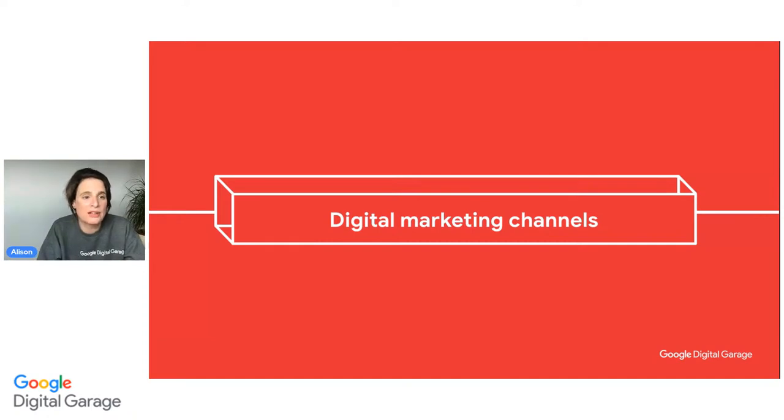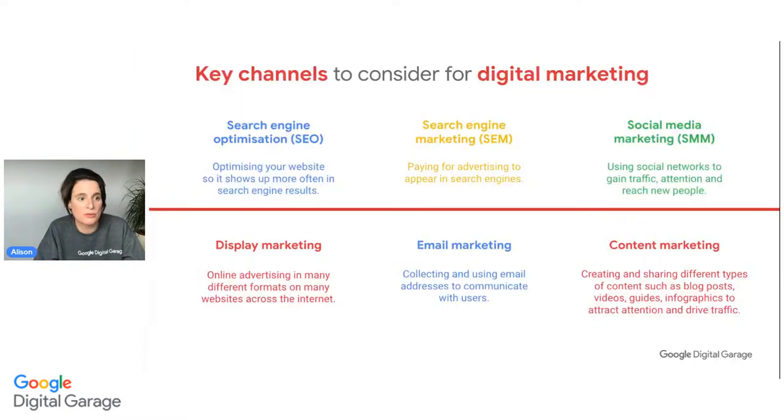Let's look at these different channels that you can explore before we put together an actual plan, an actual strategy. Now, new channels are becoming available all the time, but it's important to get to grips with the most established ones. So what we're going to cover today are 6 key digital marketing channels. We've got search engine optimization, which I was just mentioning.